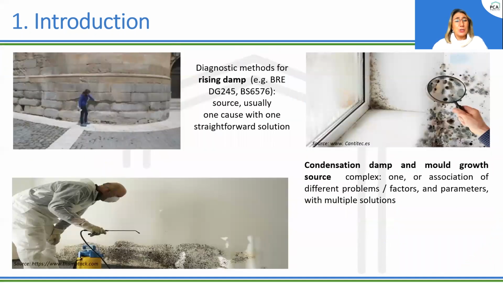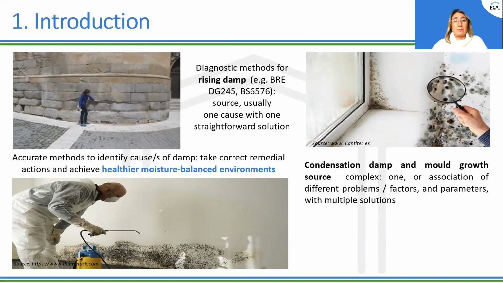Whereas there are diagnostic methods that have been developed for identifying rising damp, like the BRE Digest 245 and others, where the source is usually one cause with one straightforward solution, with condensation damp and mold growth the source is quite complex, because it can be one or it can be the association of different problems and parameters that can have multiple solutions. That is why it is necessary to find accurate methods to identify the cause of the damp in order to take correct remedial actions and to achieve healthier moisture balance environments.